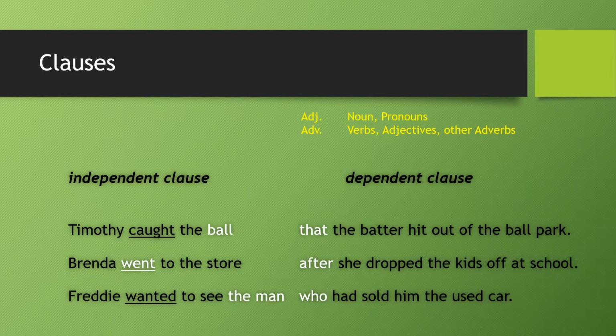Freddie wanted to see the man who had sold him the used car. Who is a relative pronoun, and it is modifying or explaining the man. It's telling us what man. So, Freddie wanted to see the man who sold him the used car. So again, this dependent clause is serving as an adjective clause in this sentence.